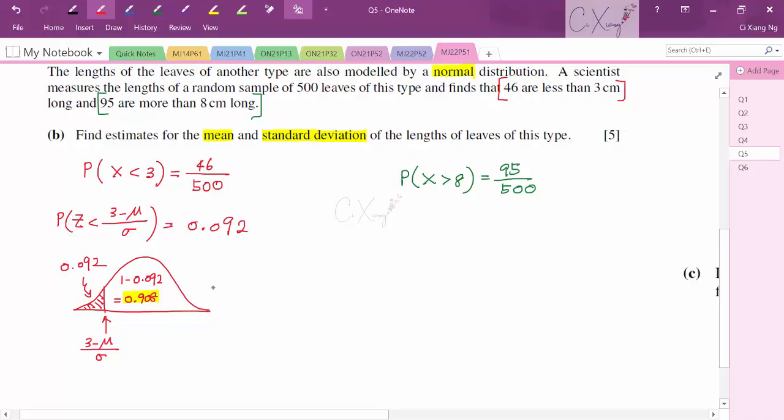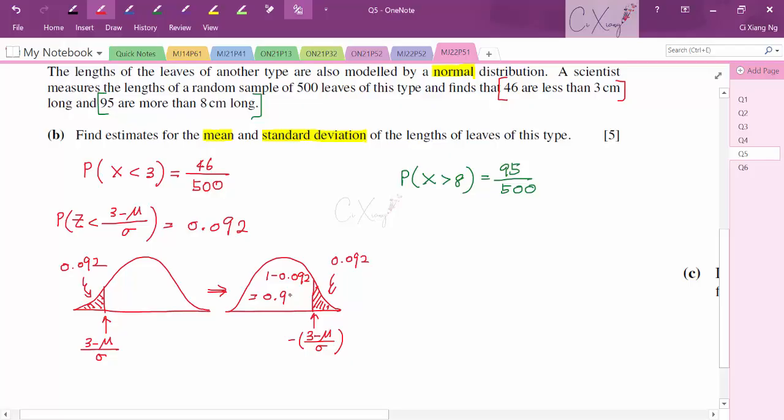Or you can try to convert your graph to the positive side, where if I sketch the graph using all the positive values, I will have the same area on the right, which is 0.092. And since I already changed it from negative to positive, this value of z will be negative 3 minus mu divided by standard deviation. So either one, but no matter how you change the graph, you still need to use the 0.908 to find out the value of z.